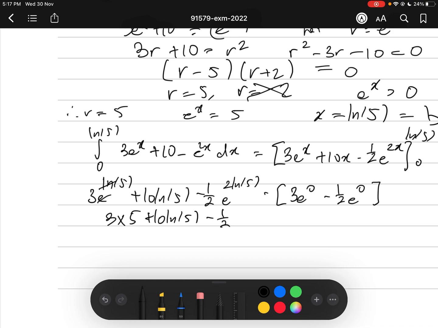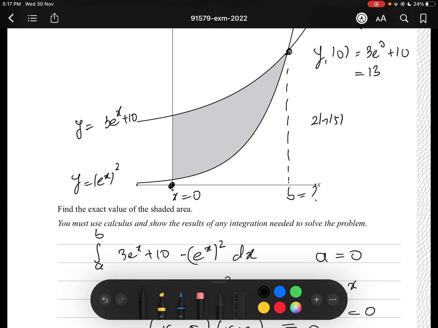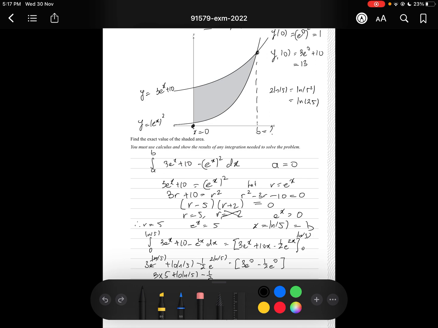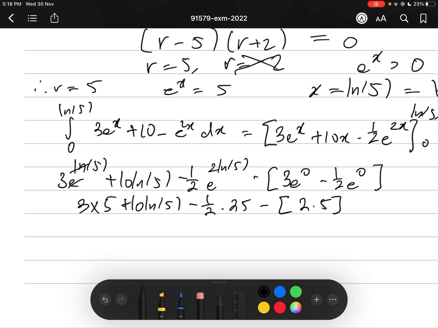In this case, we have 2 ln of 5, but we know that, let me just do a side note. So we have 2 ln of 5. We know that this equals ln of 5 to the power of 2. So that's our log rule. So this equals ln of 25. So similarly to what we did with 3e to the power of ln of 5, we can rewrite that as 25. Minus 3e to the power of 0 is 3, minus 1/2 is 2.5. So minus 2.5. So 3 times 5 is 15, minus 1/2 of 25 is minus 12.5, minus 2.5, that's 0.